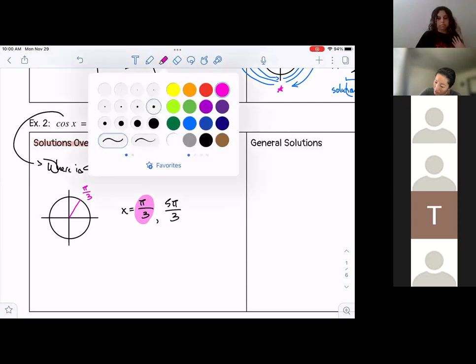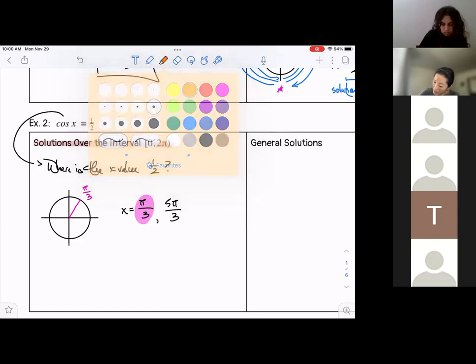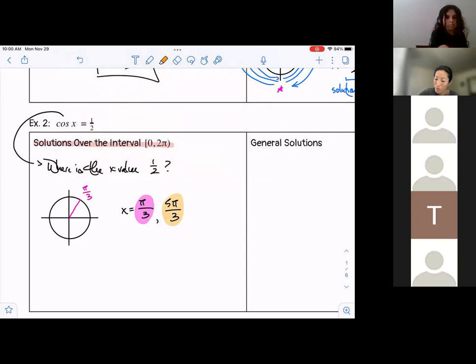Five pi over 3 is in which quadrant? Yeah, it's in quadrant 4, and in particular, we would find it down here. So if we say find the solutions over the interval 0 to 2 pi, those are the only two times where, when we go one time around the unit circle, we have an x value of 1/2. So that would be sufficient for our answer for solutions over the interval.